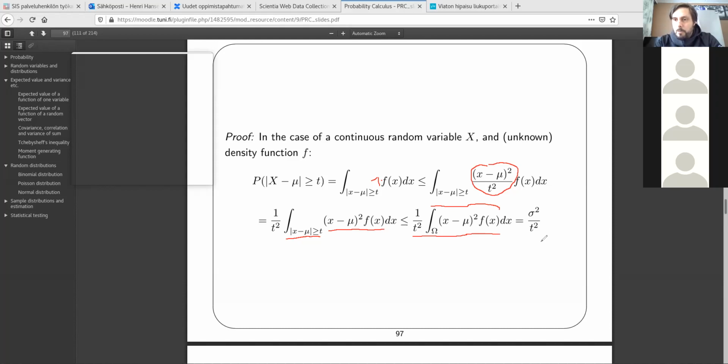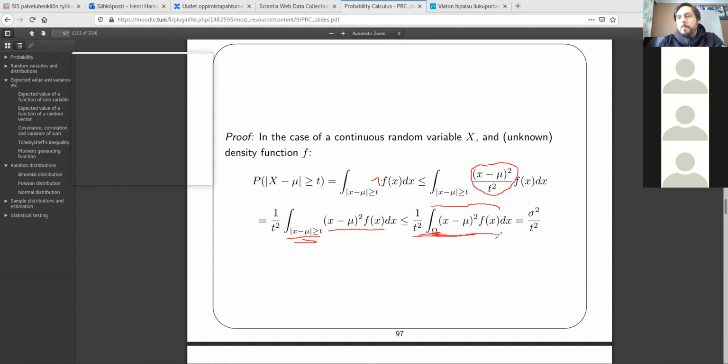So this is a simple proof, a very pessimistic one at that, because this part where the absolute value of x minus mu is greater than or equal to t is definitely not going to be all of the region. So this bound is definitely going to be far bigger than that.